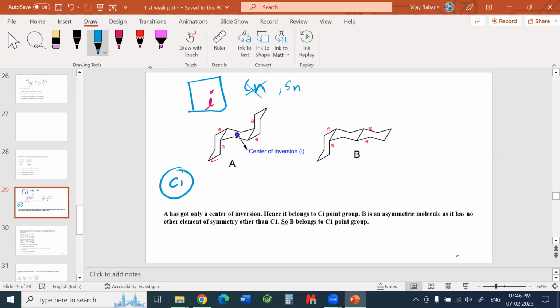In this one, if you see this molecule here, there is no kind of symmetry element present. But although there is none, you can take a point and rotate the molecule by 360 degrees, right? Which operation is that? Identity operation, right? So this molecule belongs to the C1 point group. Only identity operation is present, so this molecule belongs to the C1 point group, and the first molecule belongs to the Ci point group.